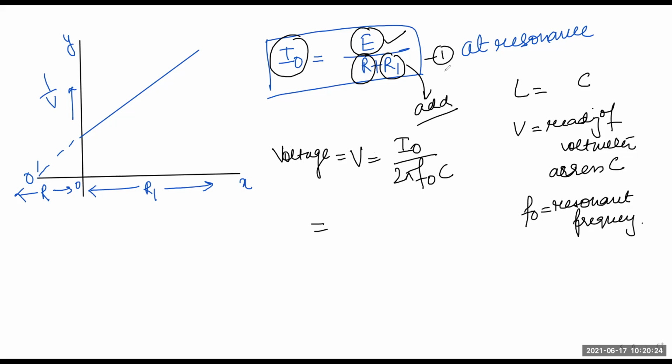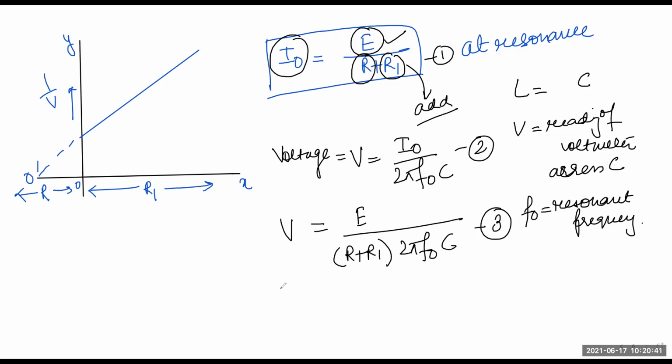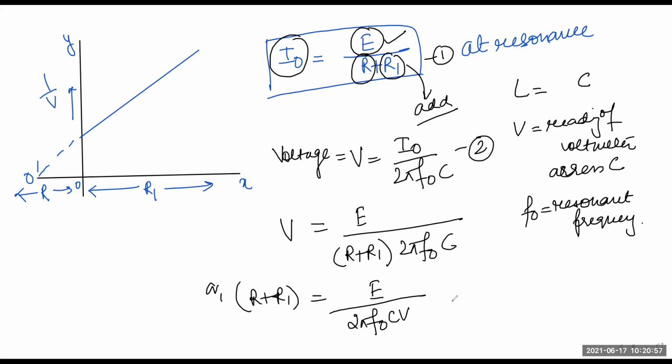So I0 you know. So you put the value of I0 from equation 1 into this equation 2. If I put the value, then E by (R plus R1), 2 pi F0C, this kind of equation will come. We can find out R plus R1 from this, that will definitely be E divided by 2 pi F0 CV. I think you understood this equation up to this much. So I can write it as equation 3.